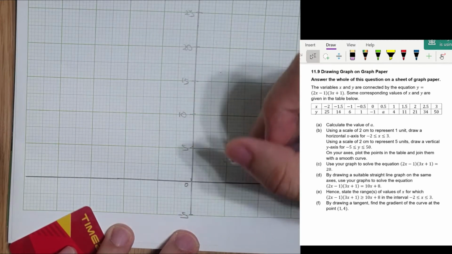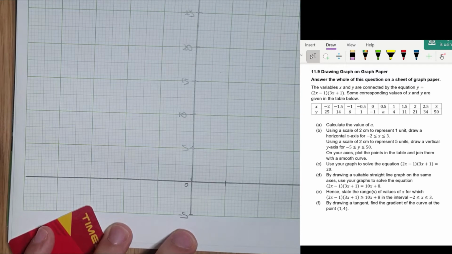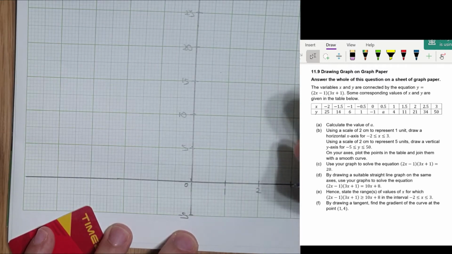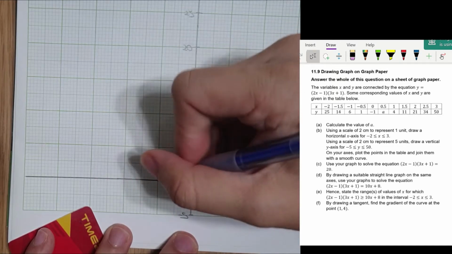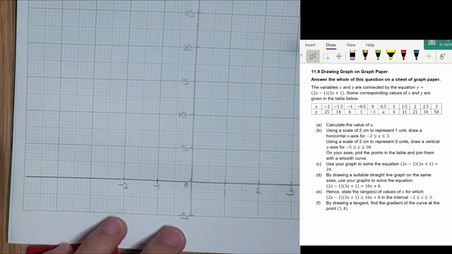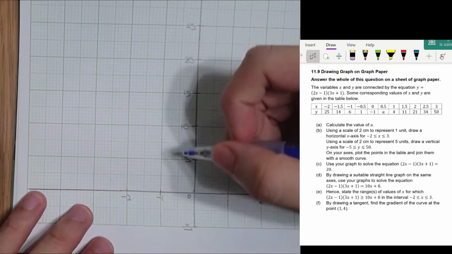Once you draw the x-axis already, it's very easy to label the x values, and they say it's 2 cm to represent 1 unit. So this is 1, 2, and 3, -1, -2. Do not draw anything more than what the question asks for. Okay, and then at this point, it's just about plotting.